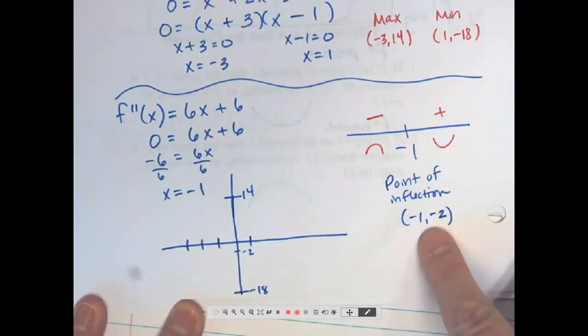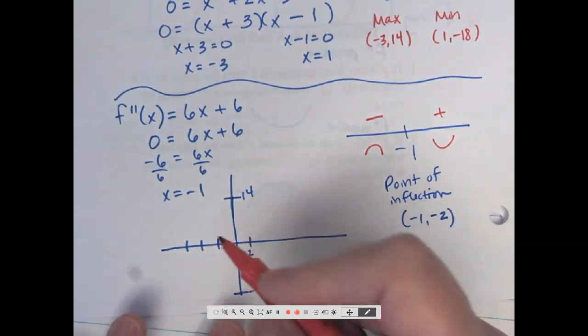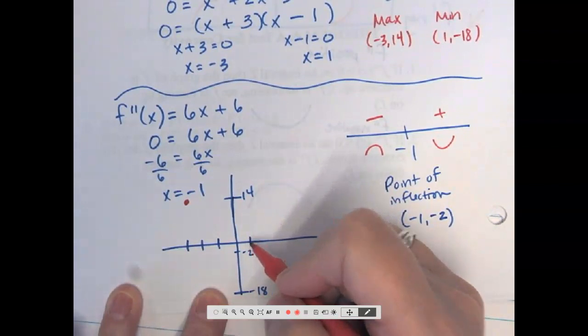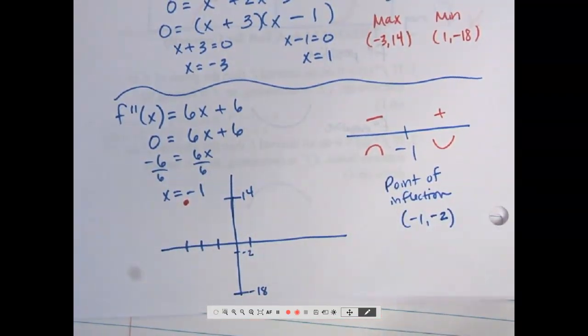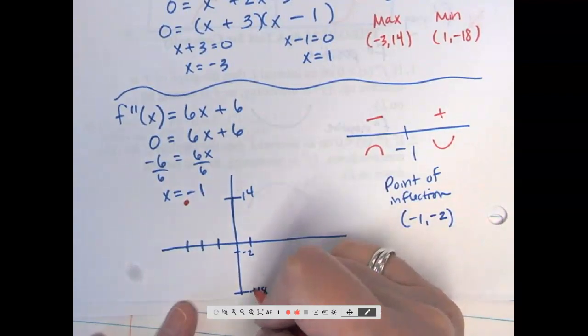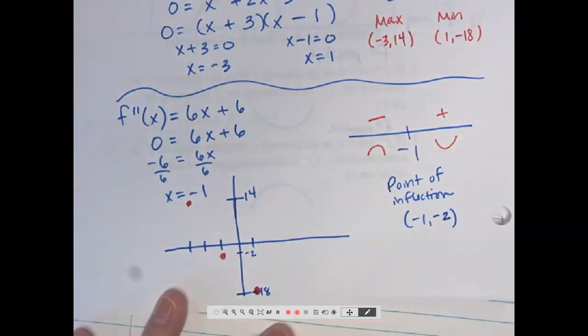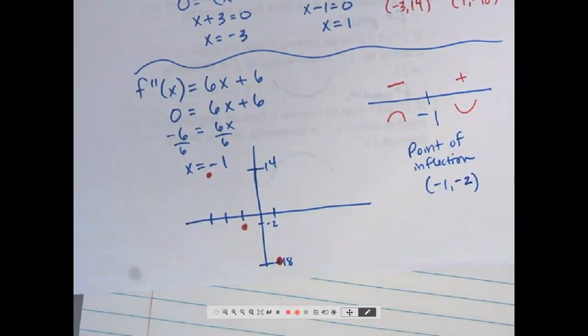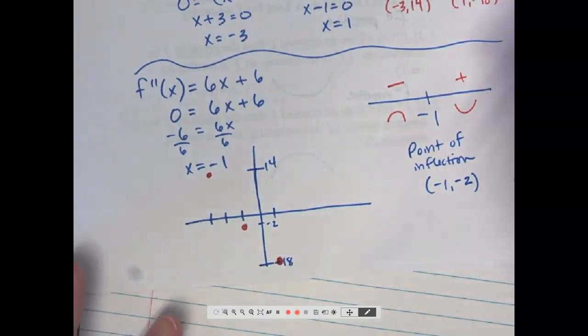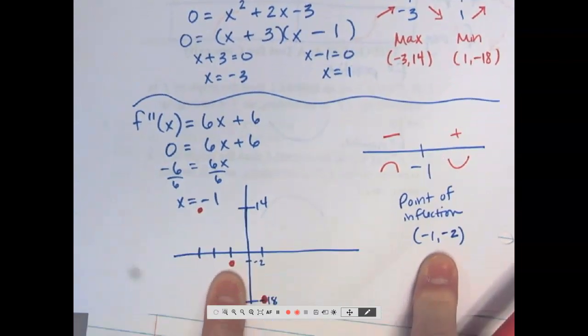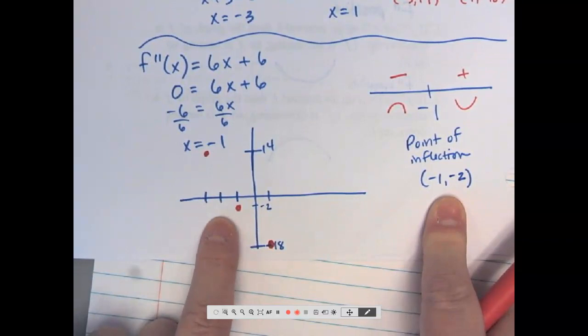So let's plot these three ordered pairs that we have. I have a negative 3, 14. I have a 1. Oops, I didn't need that one. I needed, yeah, there's 1, negative 18, and negative 1, negative 2. Okay, so marking those three ordered pairs, this one is my point of inflection. So this is where the concavity will change. It is not a max or a min. It's just a point of inflection.